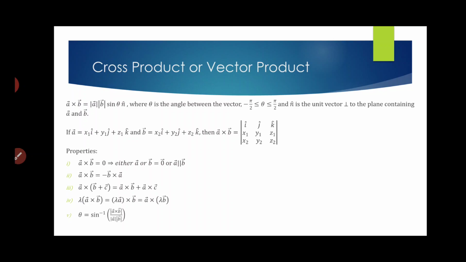Sine theta. Now the angle theta, how to find the angle theta? It can be found by sine inverse of modulus of A cross B by mod of A mod B. So it is pretty clear from the given definition.